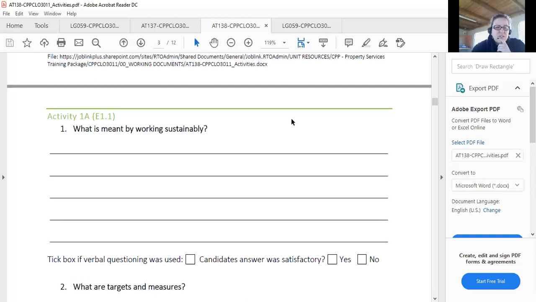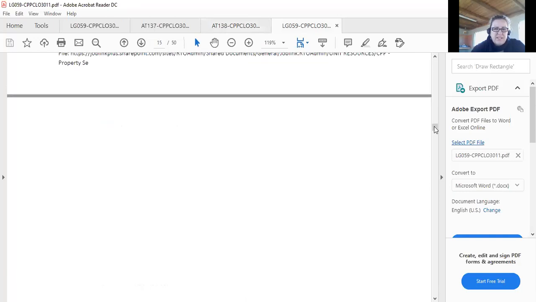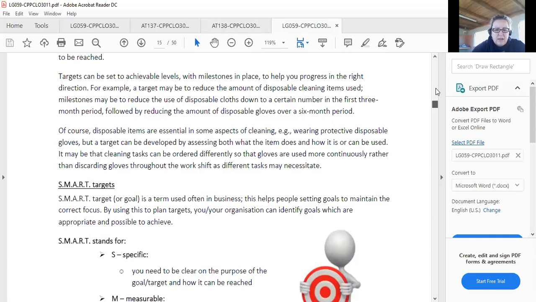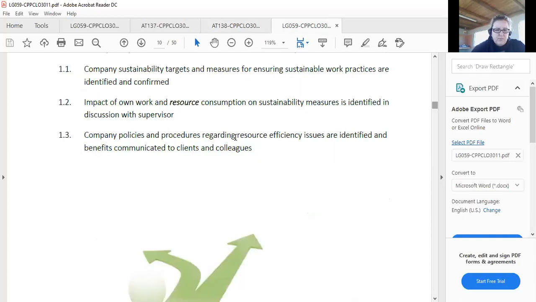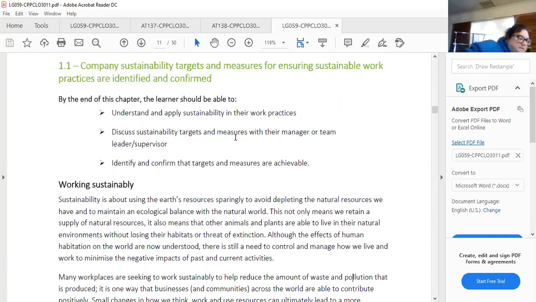But so basically, the first question is, what is meant by working sustainably? And it says 1.1. So when you're looking for these answers, just remember to go and see what they said about that. Don't try to just make it up. That really does not help you. So there it is there.